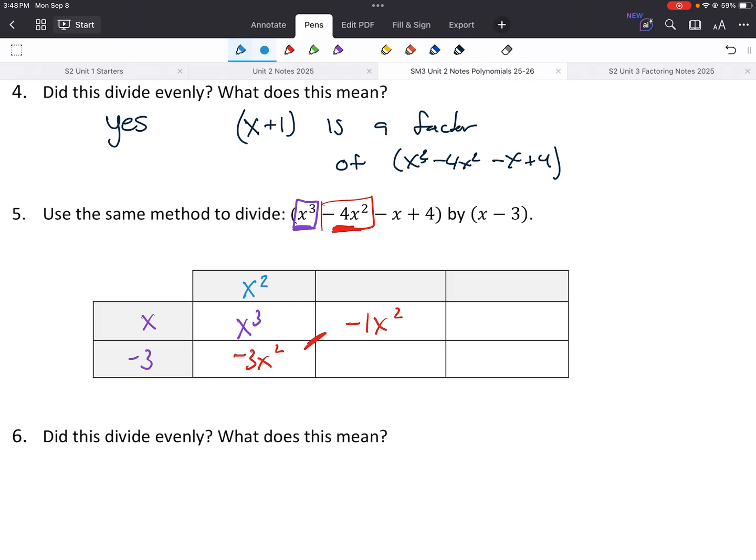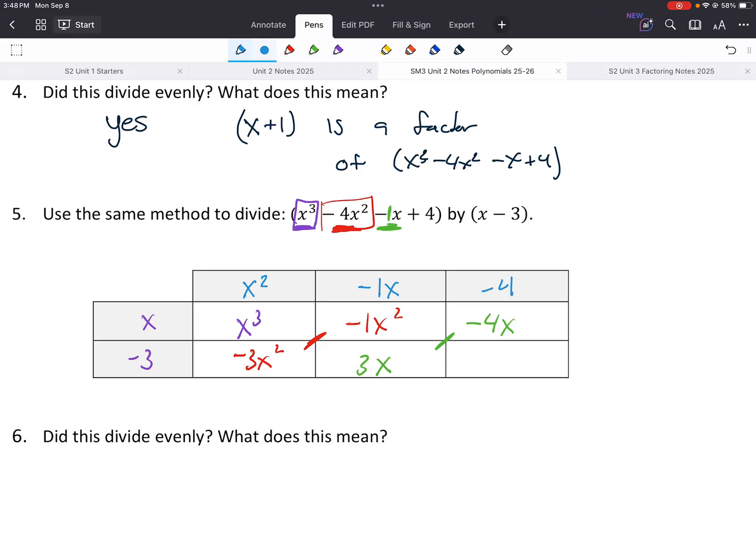And then we repeat the process. This has to be a negative 1x, because negative 1x times x will give us that box. And then we'll go straight down. We'll get positive 3x. But wait, we don't want 3x, we want negative 1x. So we need to subtract 4x. And that would give us negative 1x. Okay, and then one more try.